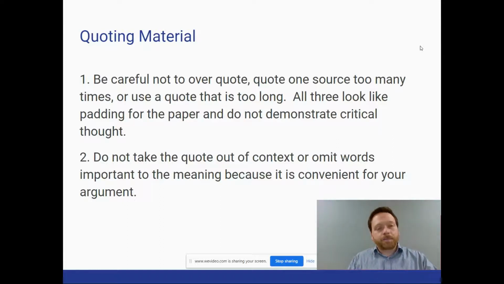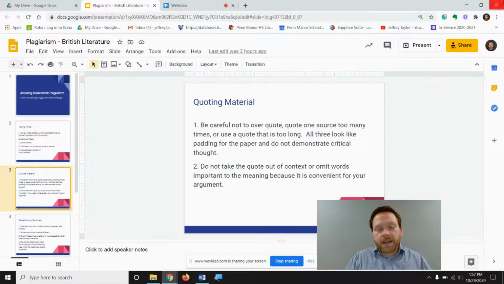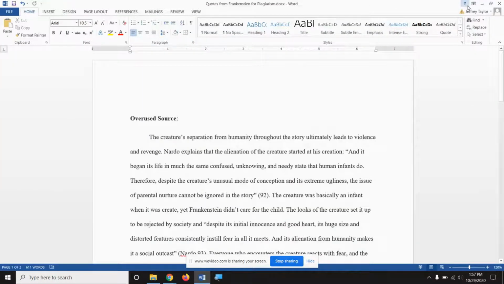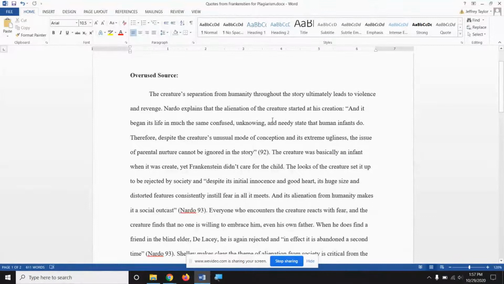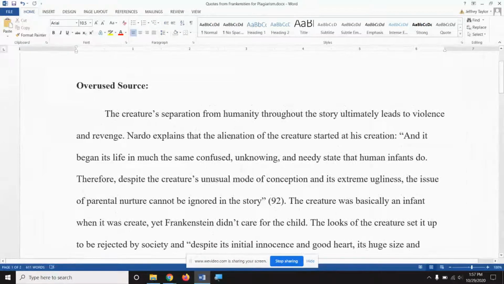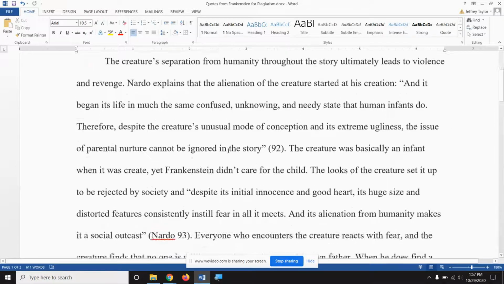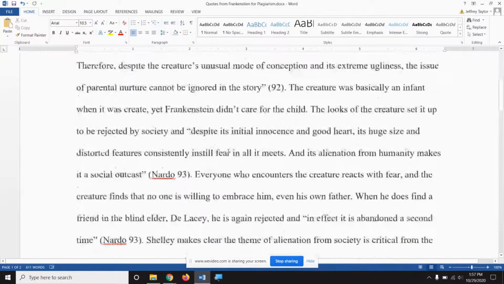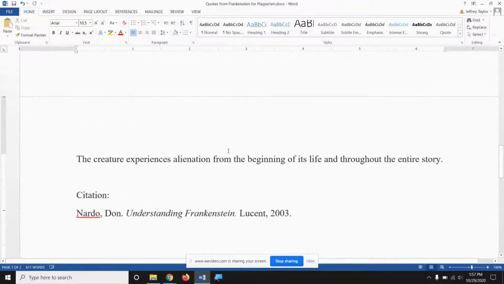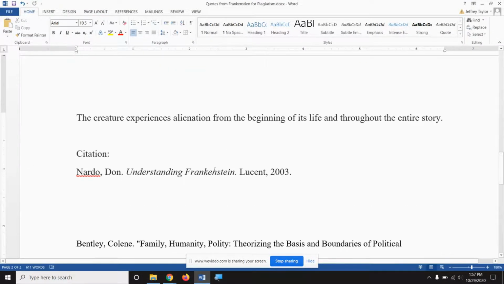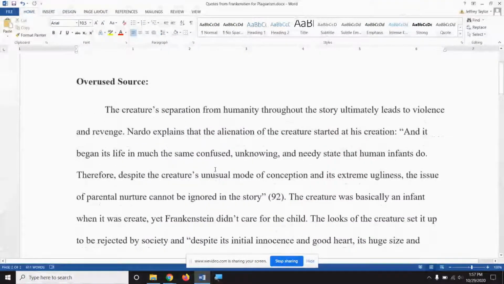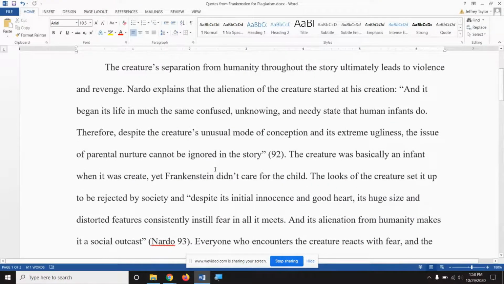Let's take a look at an example, and I'm going to exit out of this for just a second. We're going to look here at an overused source. I did use Frankenstein as the example for this. I'm not necessarily going to read you every single word of it, but you see I have about a page here. Everything in this page is from Don Nardo, and you're going to see these quotes. Some of you maybe even used this source, but if you look at the way this is structured, what we have here is a short introduction, and then Nardo explains that alienation of the creature started at his creation. We've got a quote from Nardo.